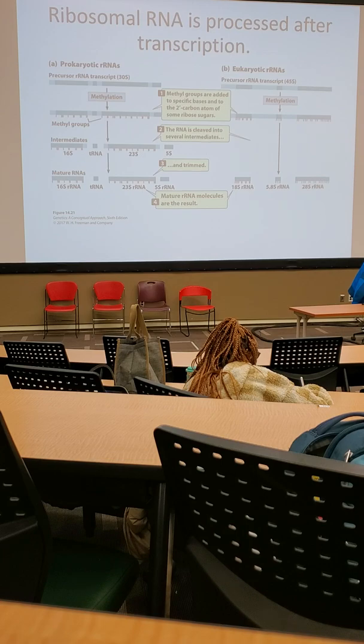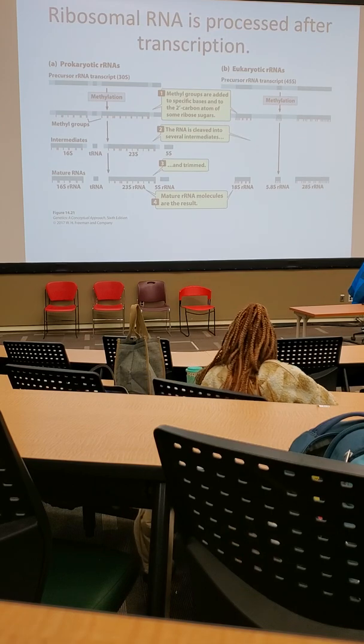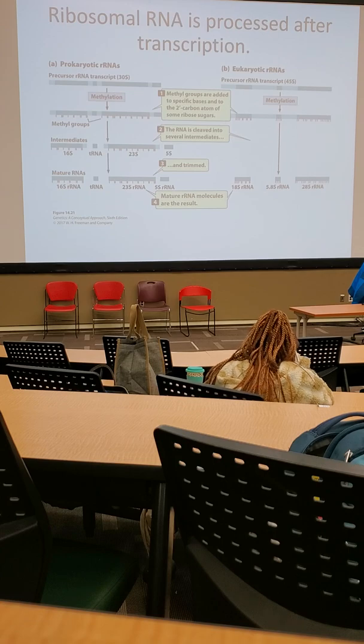Again, you don't have to memorize this process, but just think about all the different molecules that have to be processed to get us to translation. We have to process our primary transcript through 5' cap, polyadenylation, splicing. We have to process a tRNA and a ribosomal RNA. Okay, so that was my last slide.